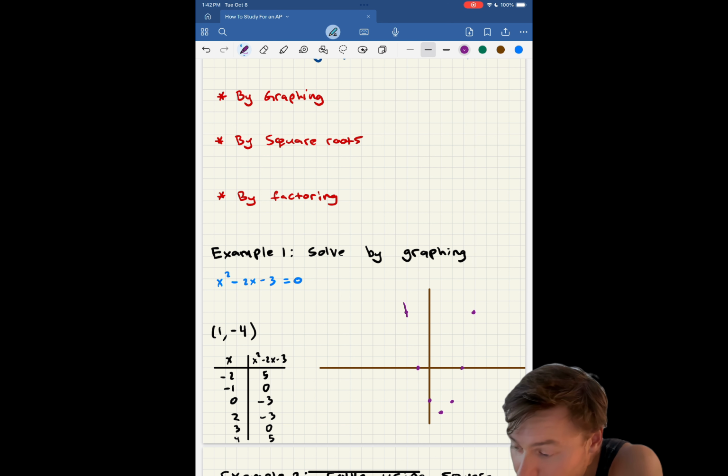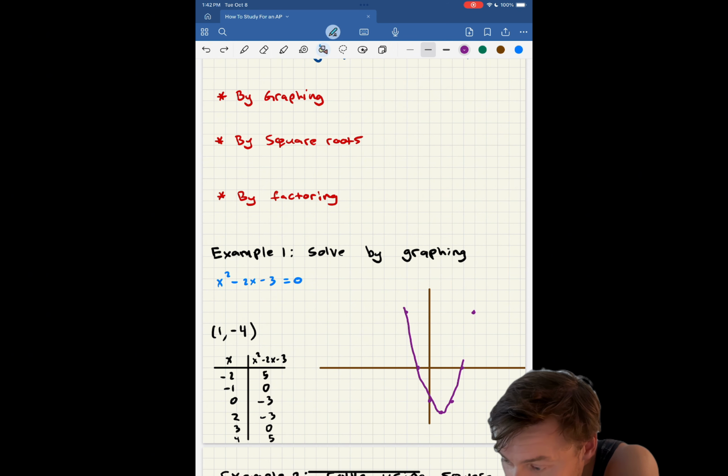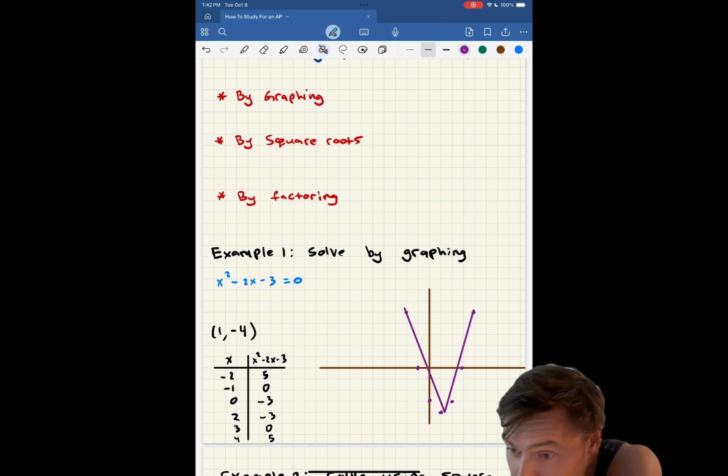Oops. Let's make this better. Doesn't seem to like that. Okay. There's our graph.